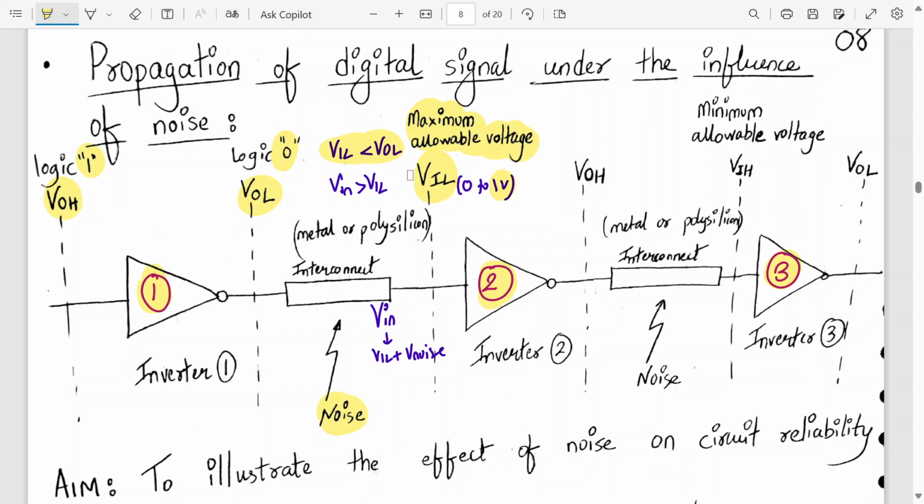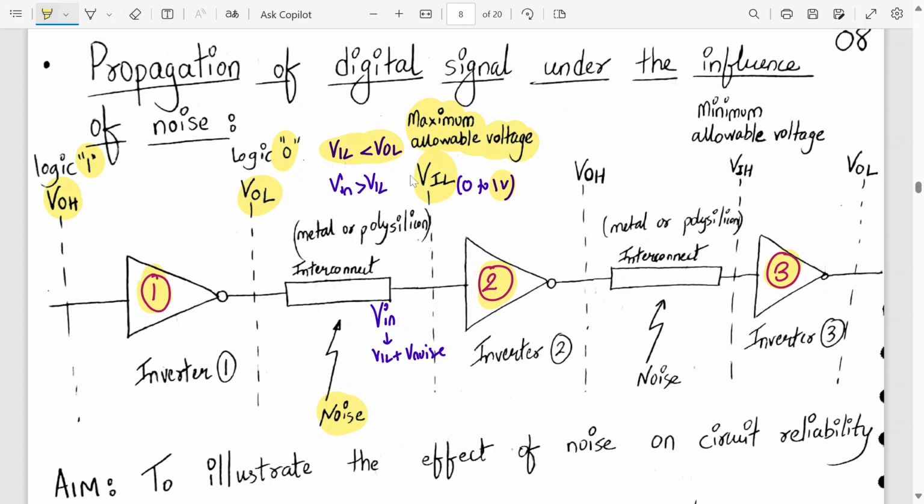So what is the condition on this? That if the input voltage is greater than VIL of the inverter, then it cannot be correctly interpreted as logic 0. Okay, so that's why VIL is called the maximum allowable voltage at the input of inverter number 2, which is low enough to ensure logic 1 output. Here, this one. Okay, did you understand up to here? Any problem in understanding this?